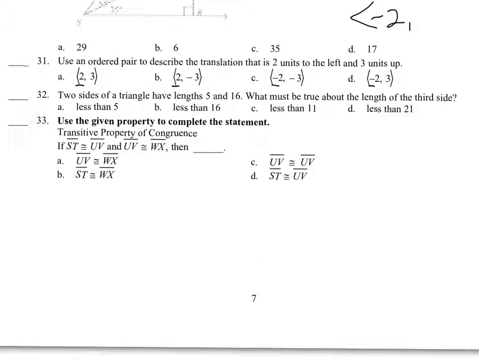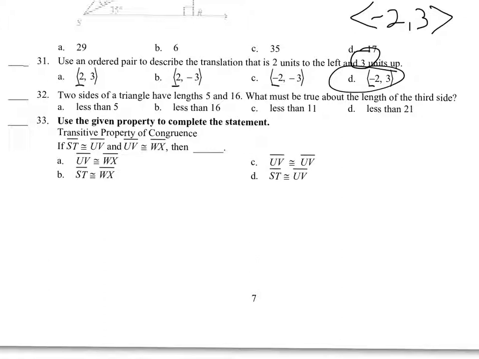The second number, what we normally would have in the y-coordinate spot, is the vertical movement. 3 units up would be +3. So our vector would be (-2, 3), which is D.